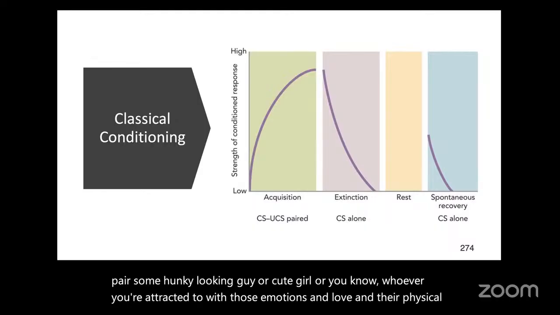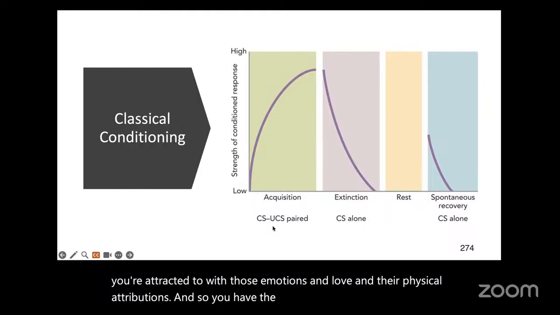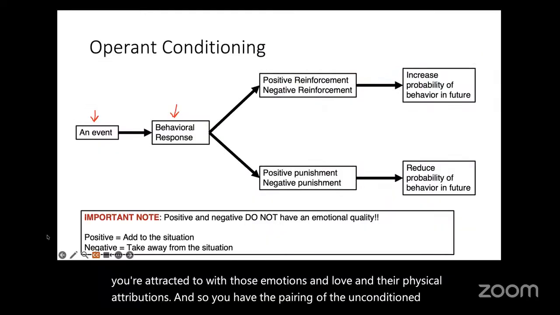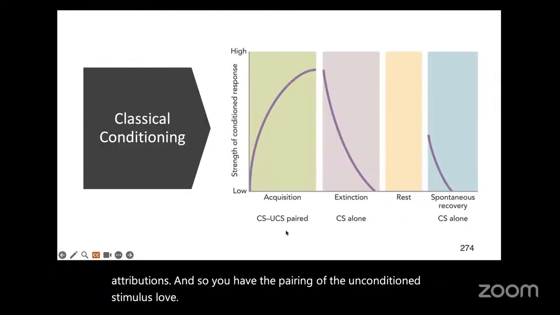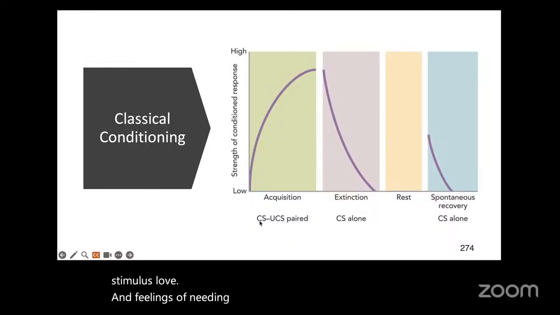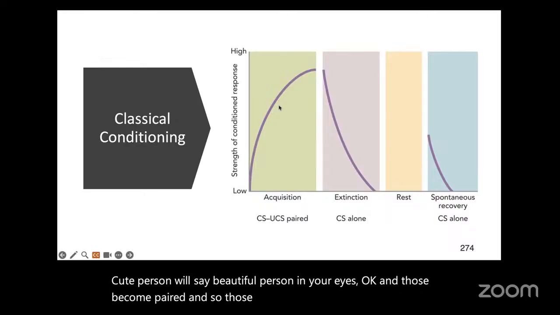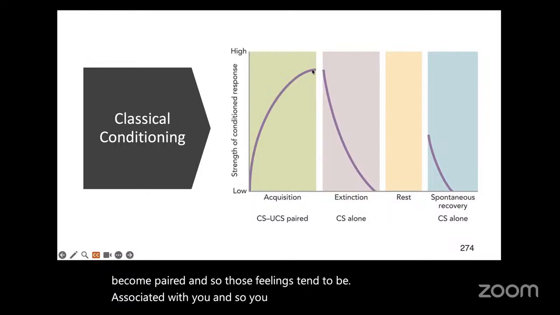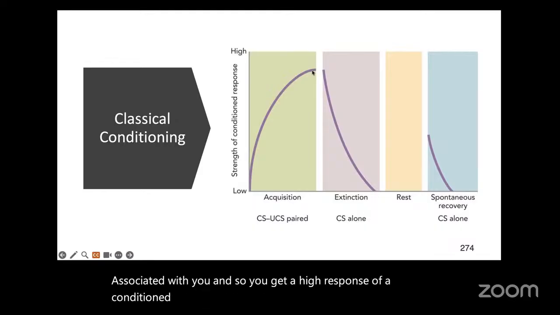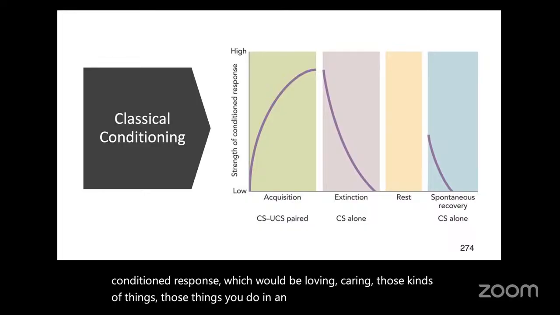And so you have the pairing of the unconditioned stimulus, love, and feelings of needing to bond, with your conditioned stimulus, that cute person, we'll say beautiful person in your eyes, okay? And those become paired. And so you get a high conditioned response, which would be loving, caring, those things you do in an intimate relationship, okay?